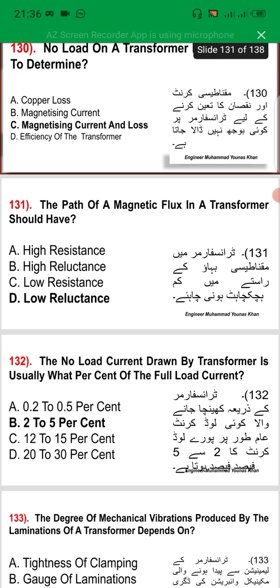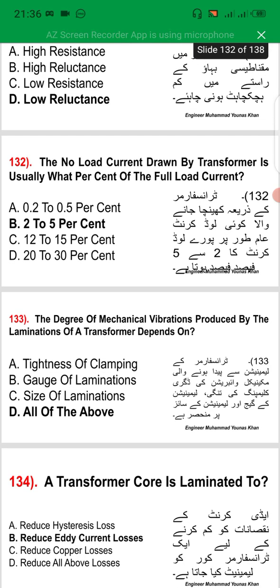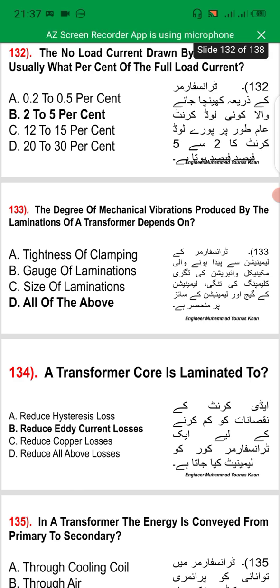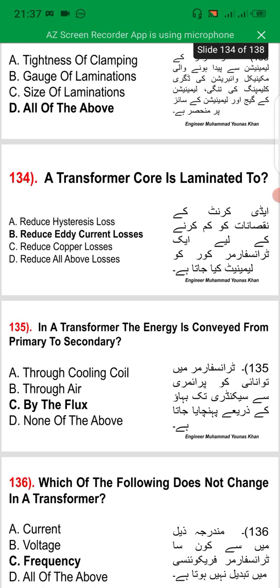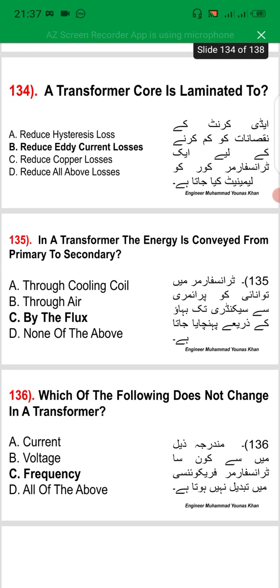The no-load current drawn by transformer is usually what percent of the full load current? 2 to 5%. The degree of mechanical vibration produced by the lamination of a transformer depends on tightness of clamping, gauge of lamination, size of lamination, all of the above. A transformer core is laminated to reduce eddy current losses. In a transformer, the energy is conveyed from primary to secondary by the flux. Which of the following does not change in a transformer? Frequency.